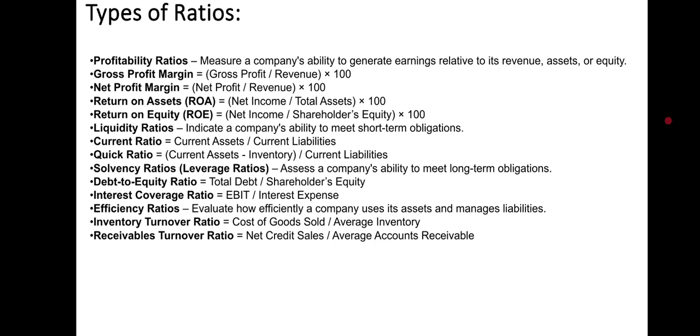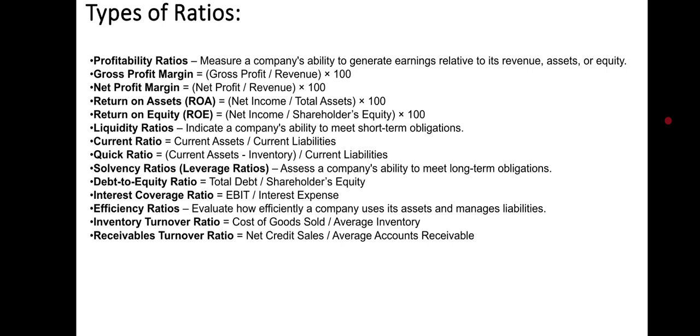And these are the types of ratios. First we have profitability ratios: gross profit margin, net profit margin, return on asset, return on equity. Then liquidity ratios: current ratio, quick ratio. Solvency ratios, which we also call leverage ratios: debt to equity ratio, interest coverage ratio. Efficiency ratios: inventory turnover ratio and, apart from that, receivable turnover ratio. So let's understand these ratios one by one.